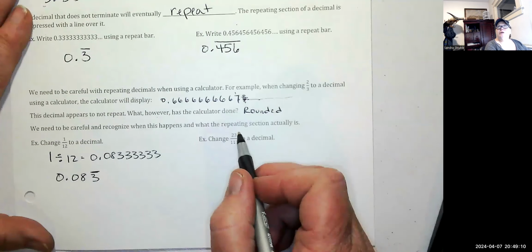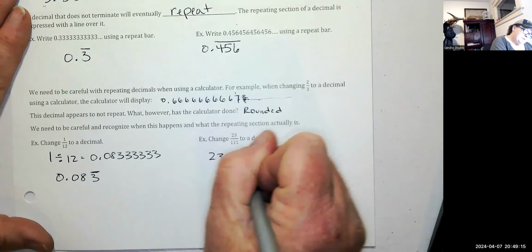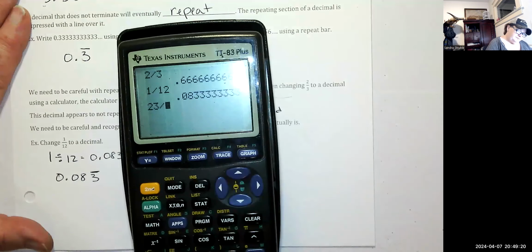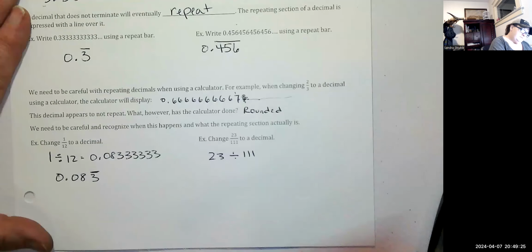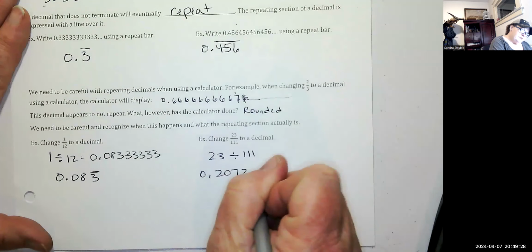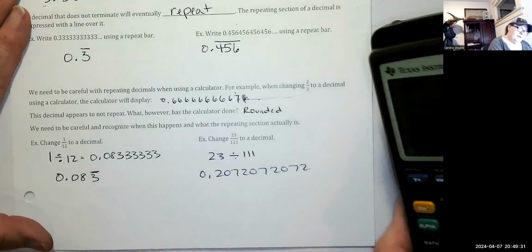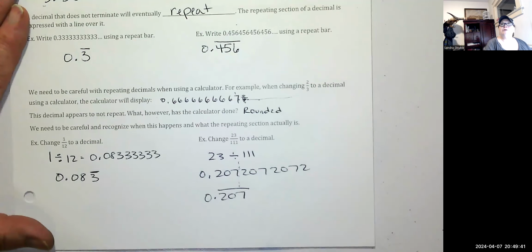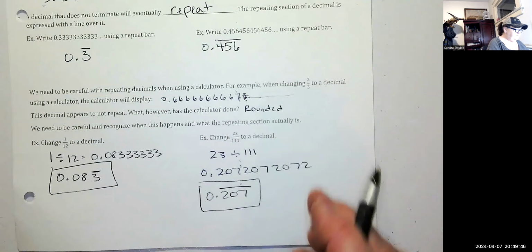All right, now we're going to change 23 divided by 111 to a decimal. So I'm going to take 23 divided by 111 equals, I'm getting tired, 0.207207207. All right, so for this one, that was pretty easy to see. It stops right here. So 0.207, and that whole thing is the repeating. All right. So those are our answers.